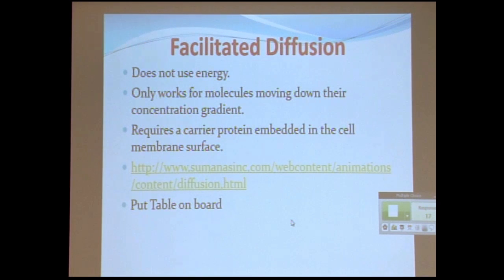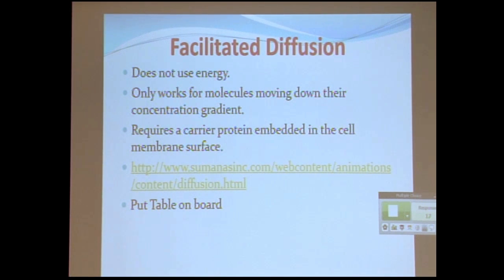All right. So facilitated, as we mentioned before, no energy. It works for molecules moving down their concentration gradient, which just means high to low, like we had up here in the beginning. However, this is for things that can't get through the membrane, like the ions. So they need help of a protein.